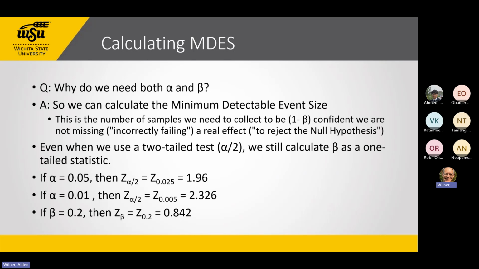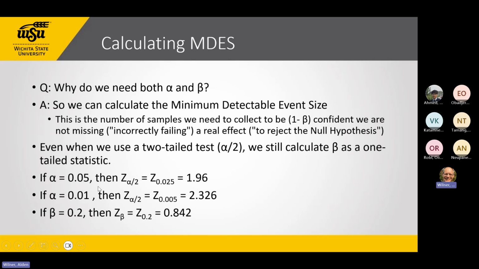By having alpha and beta, by choosing values for both of those, we can calculate how many samples we need to collect. And it depends on how far apart the means are between the A and B test, right? As well as what levels of significance we use. So, even if we have a two-tailed test for alpha over 2, we're still going to use beta as a one-tailed statistic.